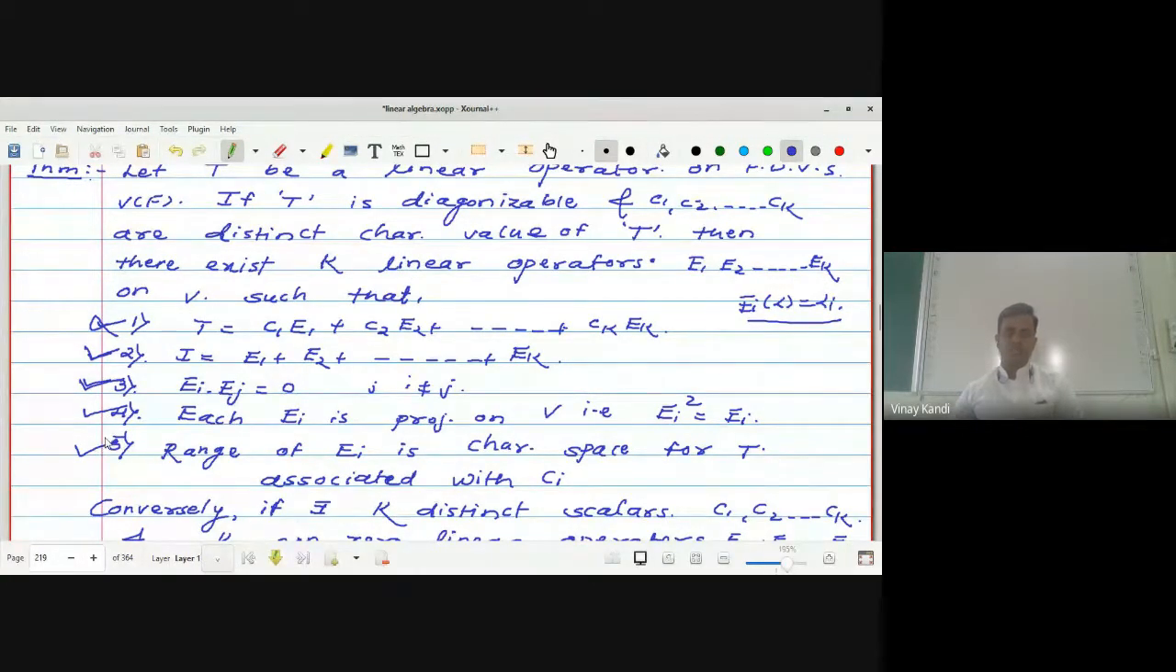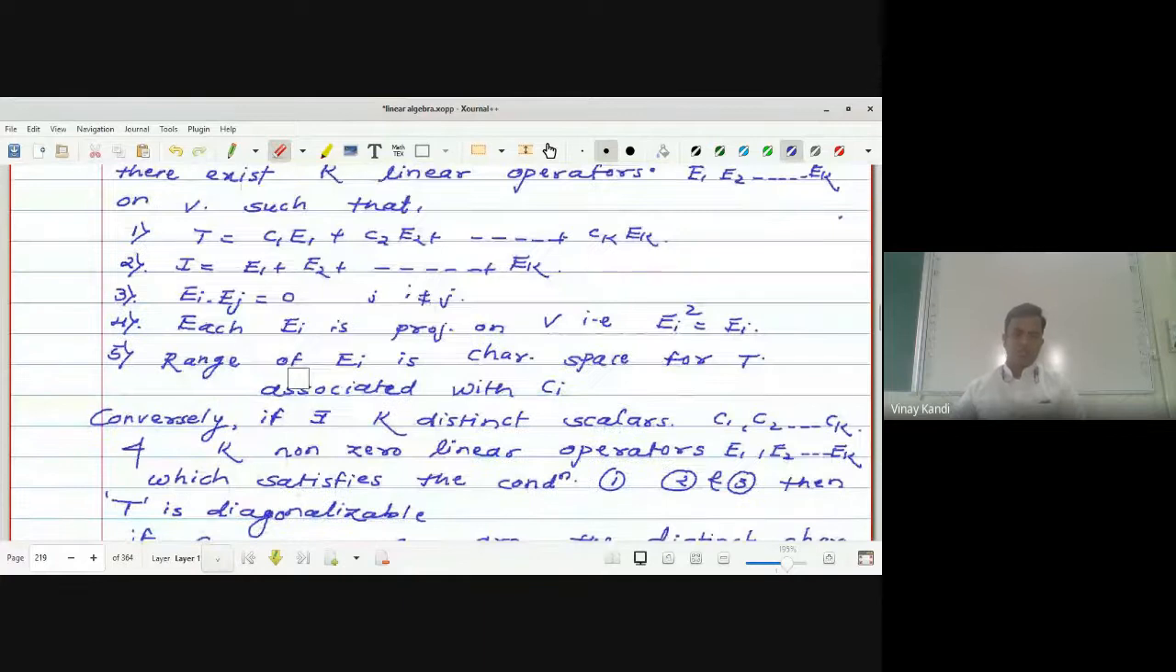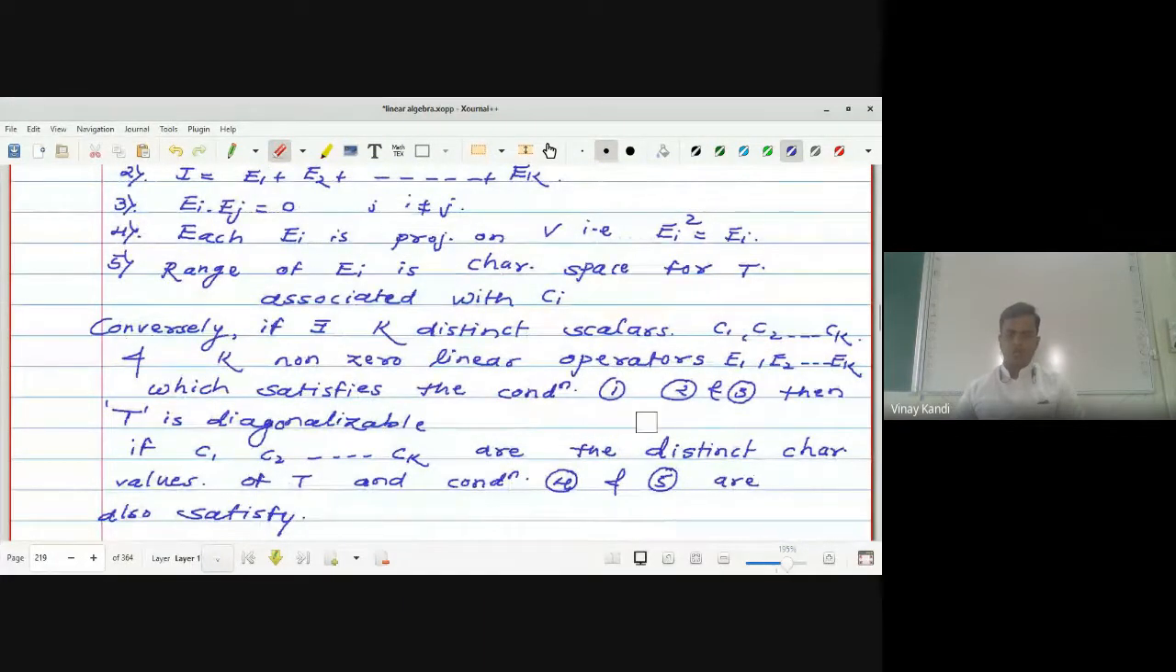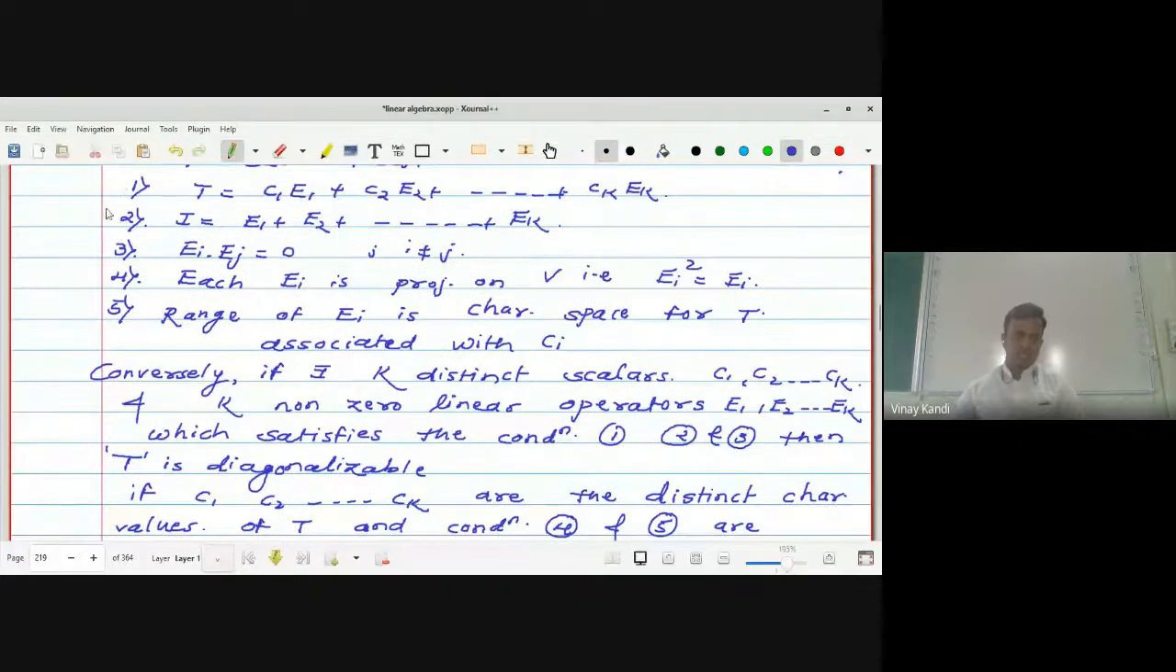So in the necessary part we are going to prove only this one: T is equal to C1 E1 plus C2 E2 plus up to Ck Ek. And in the sufficient part we are assuming that conditions 1, 2, 3 hold. In the second part, we are going to prove that T is diagonalizable, assuming equations 1, 2, 3 hold. If these statements 1, 2, 3 are true, then in the converse part we have to prove T is diagonalizable.